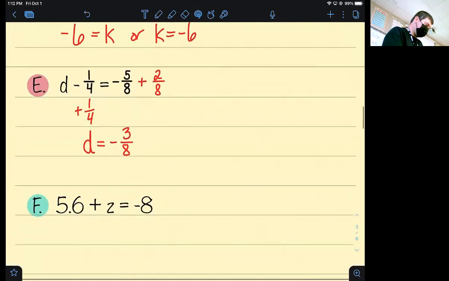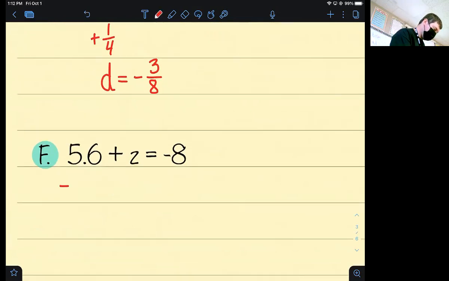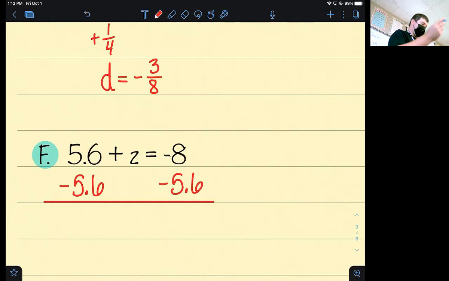Example F. 5.6 plus z equals -8. Oliver, tell me what I need to do to get z by itself. Subtract 5.6 from -8. Okay. And again, I can use my calculators for this. Or let's see if you remember how to do this. When I'm adding or subtracting, do I have to line the decimal points up? Yes, I have to, right? Multiplying, I don't, but adding and subtracting, I do.